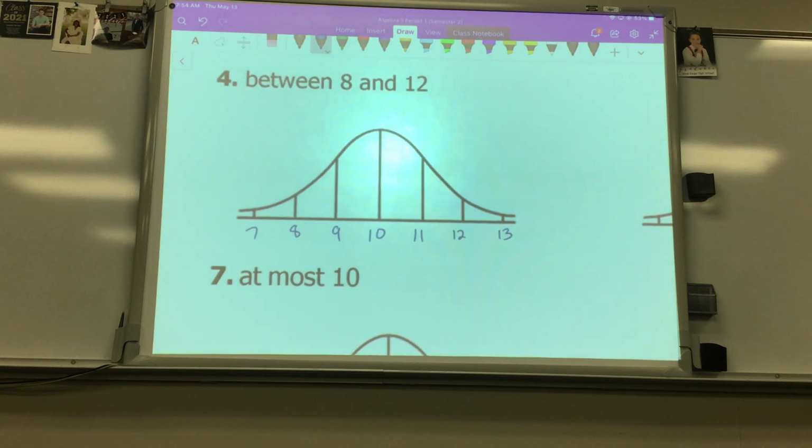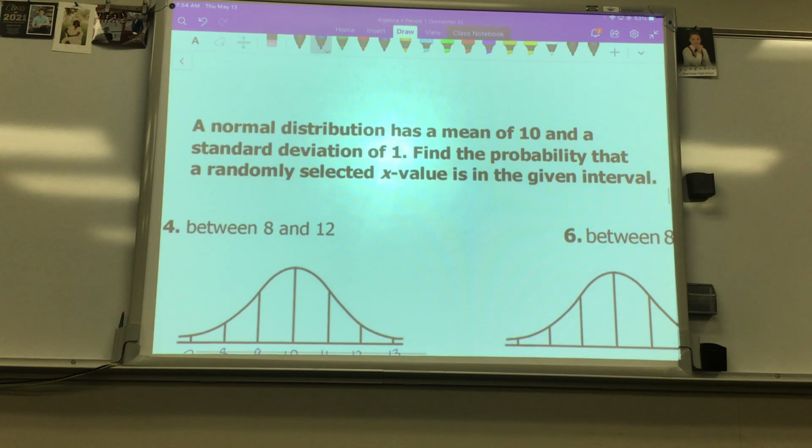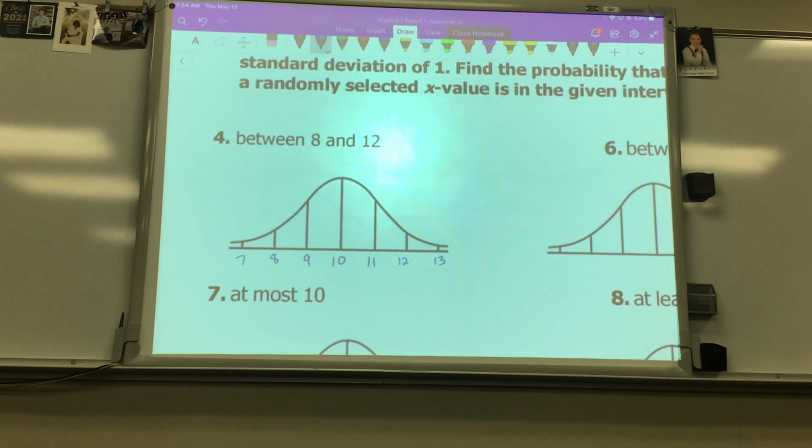Okay, so now the question is, find the probability that a randomly selected x value is in a given interval between 8 and 12. So I'm asking, what's the likeliness that someone falls within that shaded area, correct? Okay, so we said this is 0.34, that's 0.34.